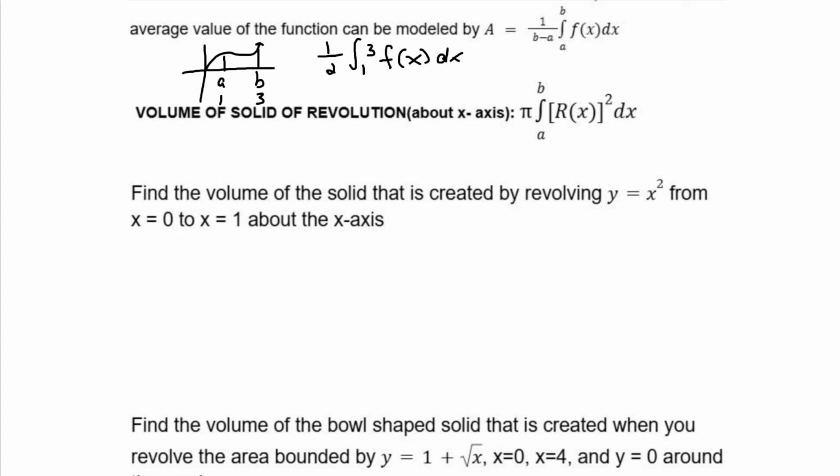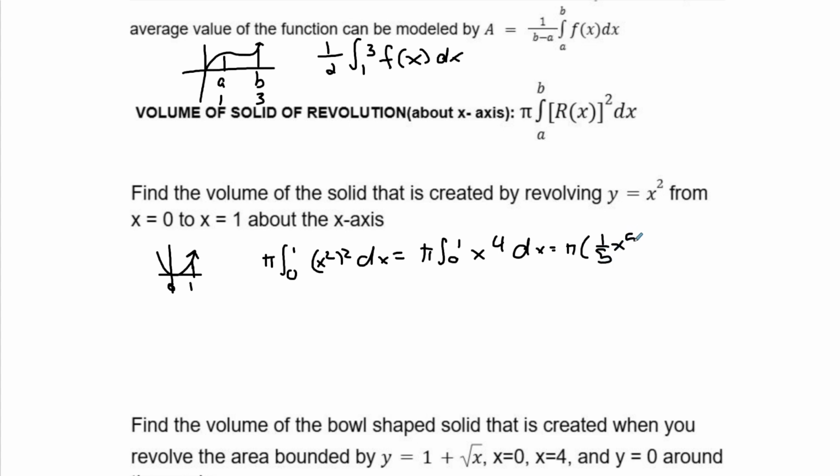So literally all we have to do here is, if we draw this function, y equals x squared, it would look like this. And from 0 to 1, right? So this is 0 and this is 1. We would just write pi times the integral from 0 to 1 of x squared dx. So we would just have pi times the integral from 0 to 1 of x to the 4th dx, which would equal pi times 1/5 x to the 5th, evaluated from 0 to 1. So it's just going to be pi over 5, or you could write 1 over 5 times pi.